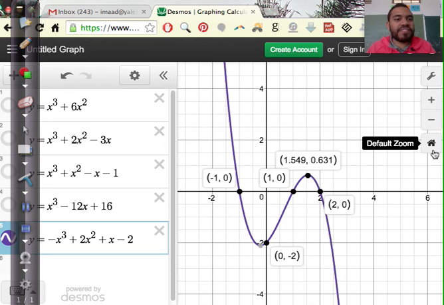Okay, so I'm going to leave example number 4 and example number 5 for you to do on your own and see that you get this result and the other result that I showed you previously.